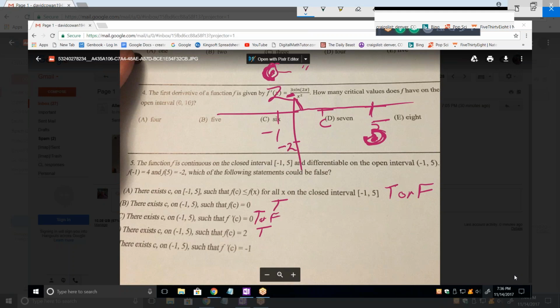Well, what if I drew it like this? No, as soon as I go down, somewhere along that line, there has to be a slope of negative 1. I can't turn the corner there. I could if I made a cusp, but it's telling us that it's continuous and differentiable on the open interval, so I can't put a cusp in there. So I think this one has to be true, which leaves us 2 possible answers.